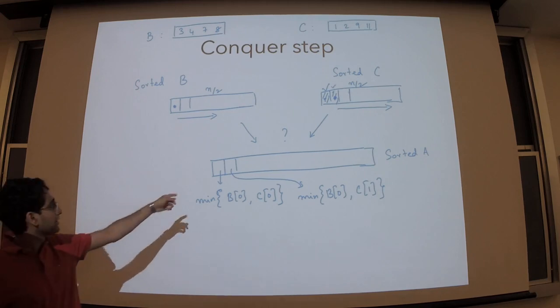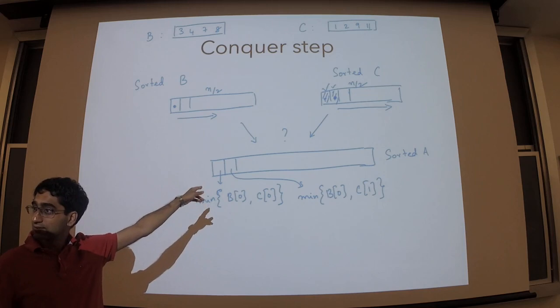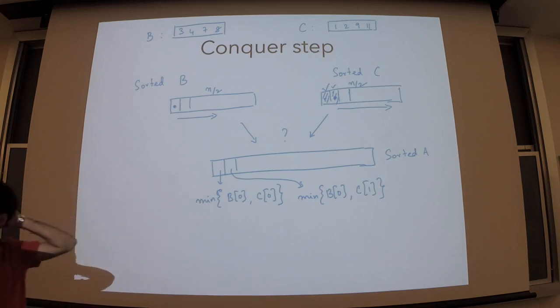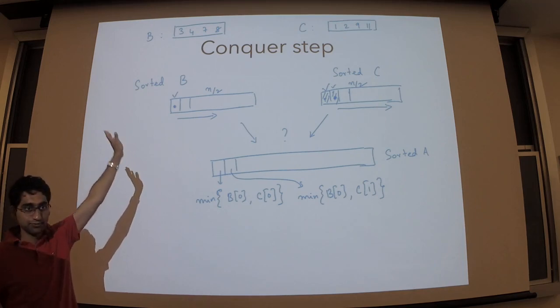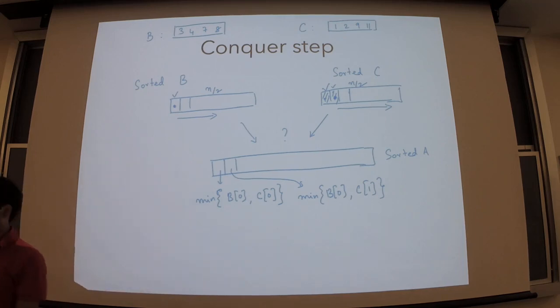So now what do you have to compare? What is the third element out here? The minimum of B of 0 and C of 2. Exactly. So it's a minimum of B of 0 and C of 2. In some sense, as long as this guy is not picked, you keep comparing this element with whoever comes in C.